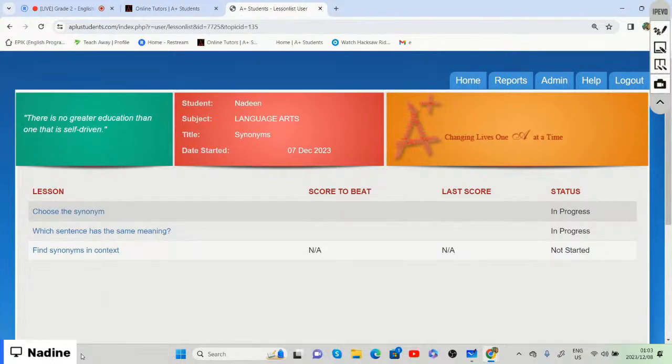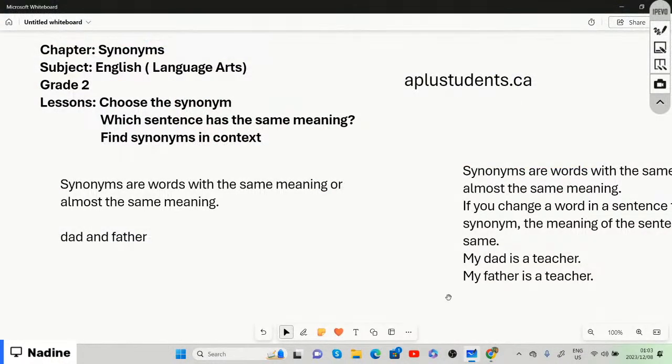So our chapter is synonyms, and our subject is English, which is also language arts, grade 2. The lessons we are going to focus on under the chapter of synonyms are to choose the synonym, which synonym has the same meaning, and lastly, to find synonyms in context.